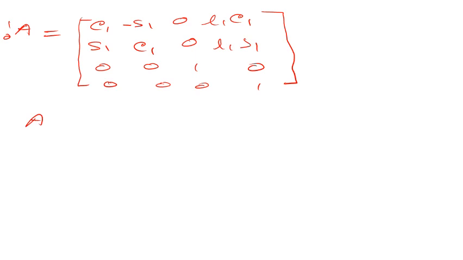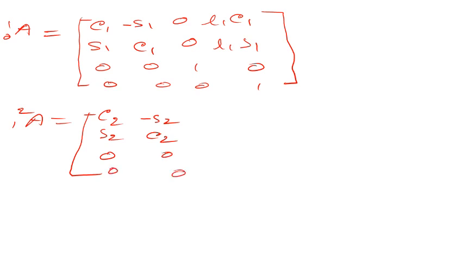Similarly, A12 is like this: C2, minus S2, 0, L2 C2; S2, C2, 0, L2 S2; 0, 0, 1, 0; and 0, 0, 0, 1.